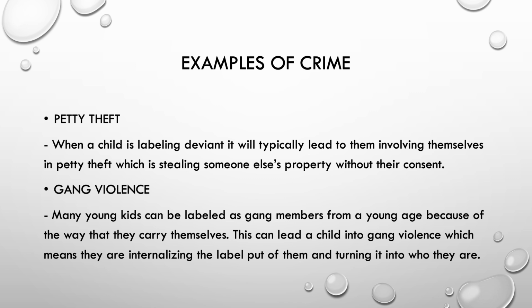Gang violence is the second one I chose. Many young kids can be labeled as gang members from a young age because of the way that they carry themselves, or the way that they dress, the way that they look, the way that they talk. It could really be anything that could get these kids labeled as gang members. This can lead a child into gang violence, which means they're internalizing the label put on them and turning it into who they are. A child hearing the term gang member being referred to them is something that could change the way that they perceive themselves drastically, and like I said, internalizing that label that's being put on them and really turning that into who they are.